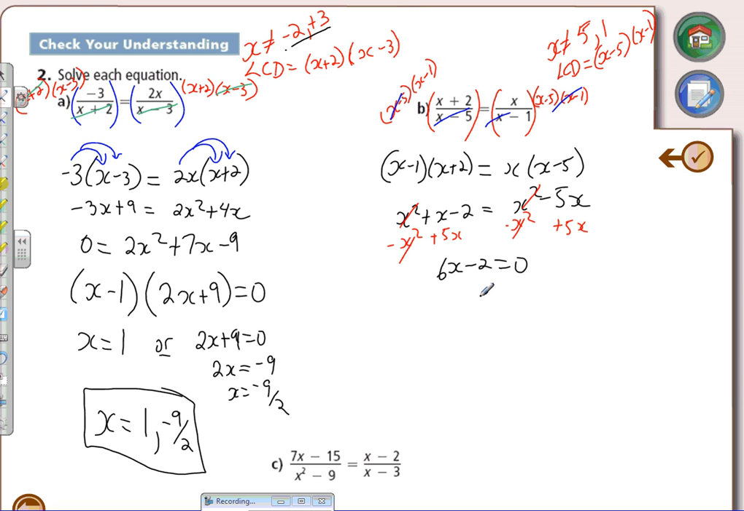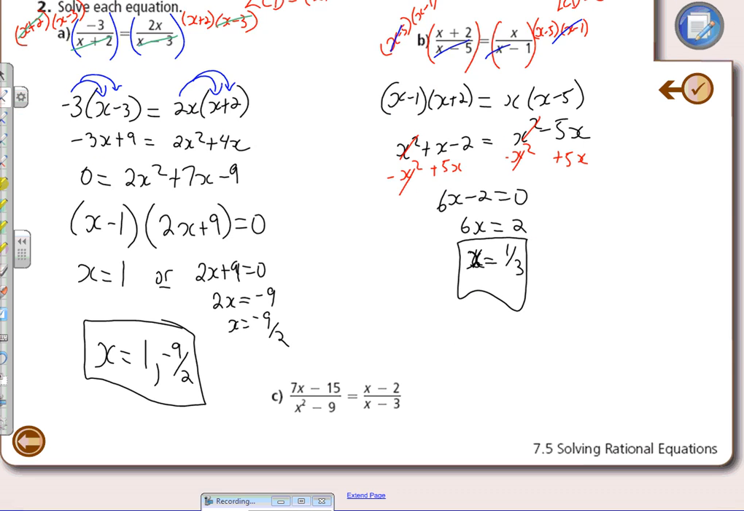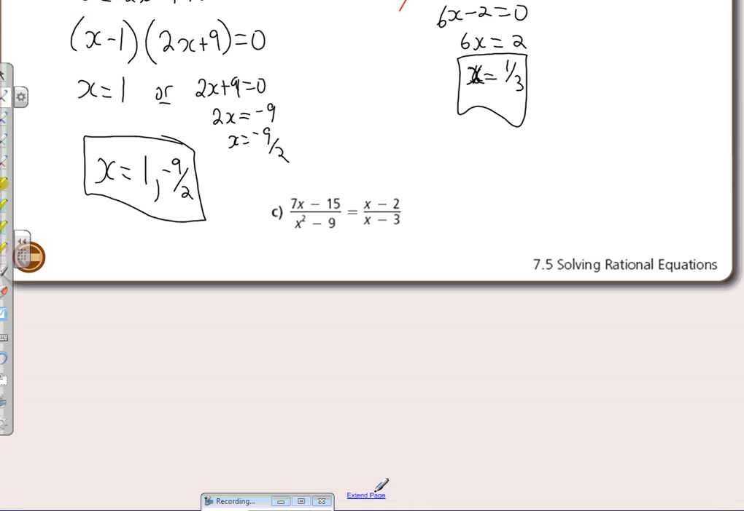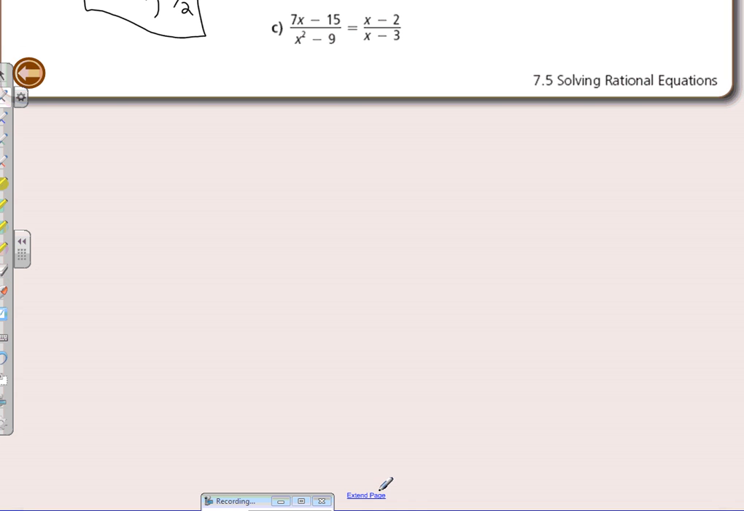So then you just start solving for the x. 6x is equal to 2. So x is equal to 1/3. Only one answer for this one. Check to make sure. Is that one of the NPVs? No, it's not. Box it in. All right, last one here.